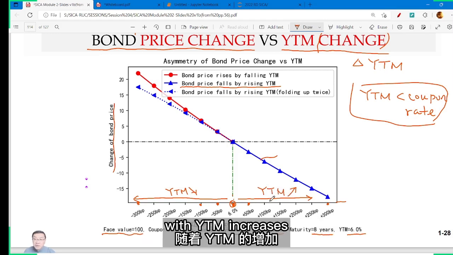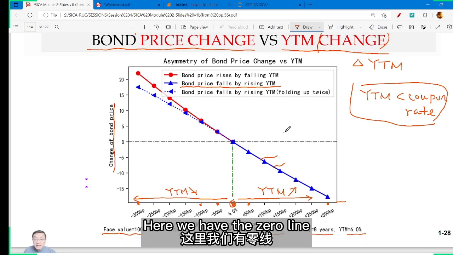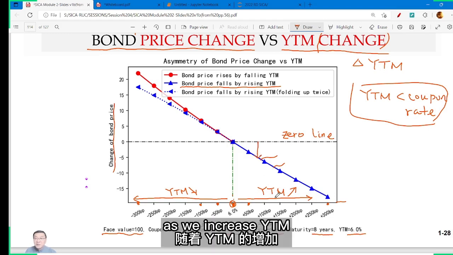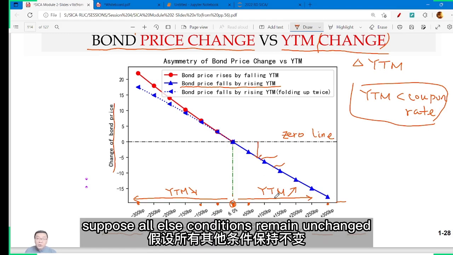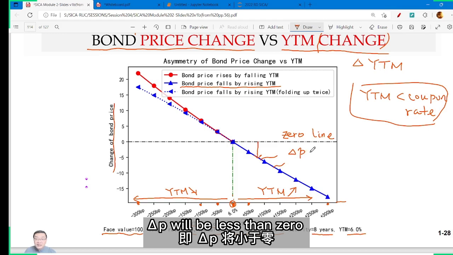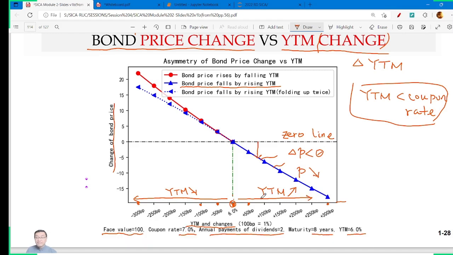With YTM increases, the change of bond price is the solid blue line. Here we have the zero line. This is below the zero line. That means as we increase YTM, suppose all else conditions remain unchanged, the change of bond price, delta P, will be less than zero. That means the bond price decreases, right?